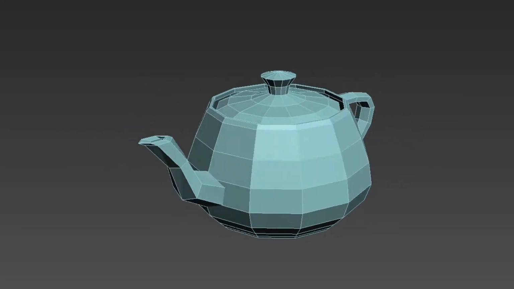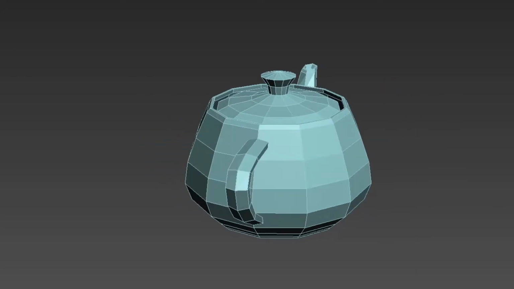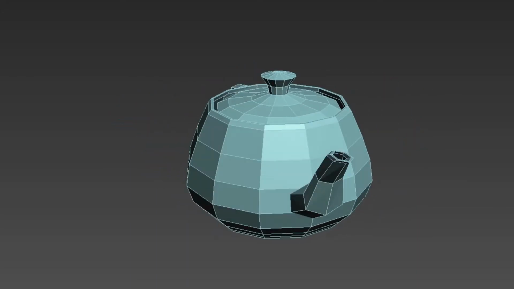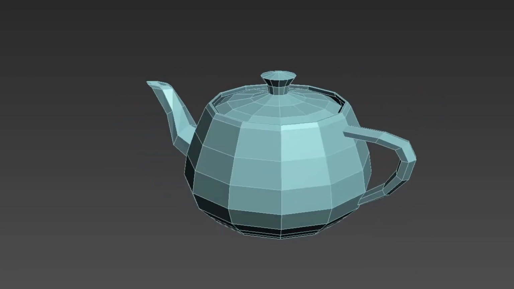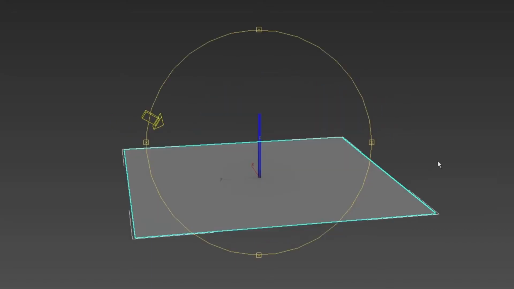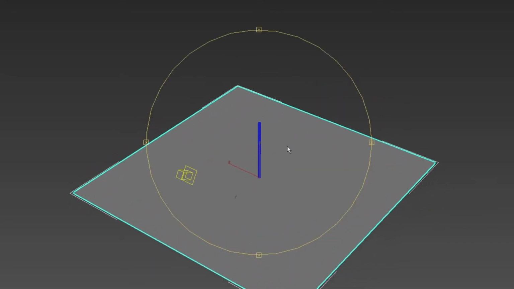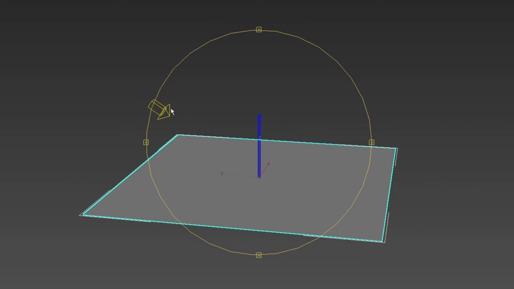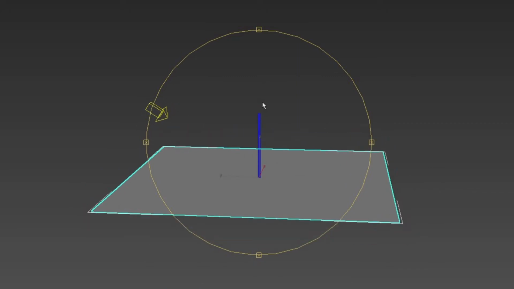In this video, we're going to look at a key principle of lighting. How does a computer calculate the apparent illumination of a surface? Here we have a quad, and it is going to be illuminated by this directional light.